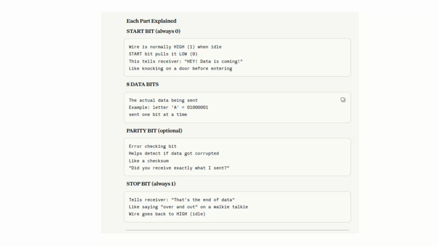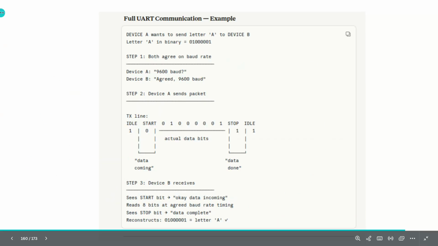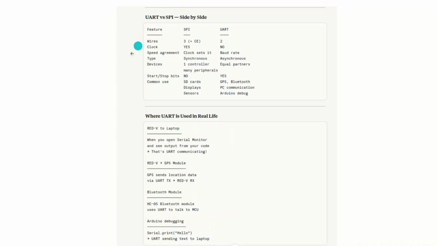Then, to signal that it is finished, that the end of the data has reached the receiver side, we have to put this wire back to high, 1. That is why the stop bit is always 1. So this is how you have to understand each part. Let's see the full UART communication, how it is happening.